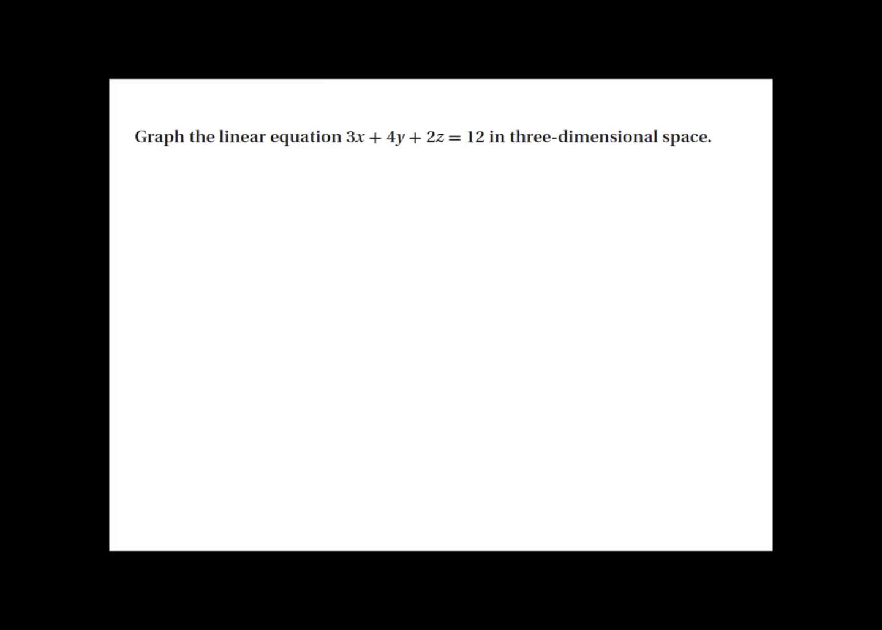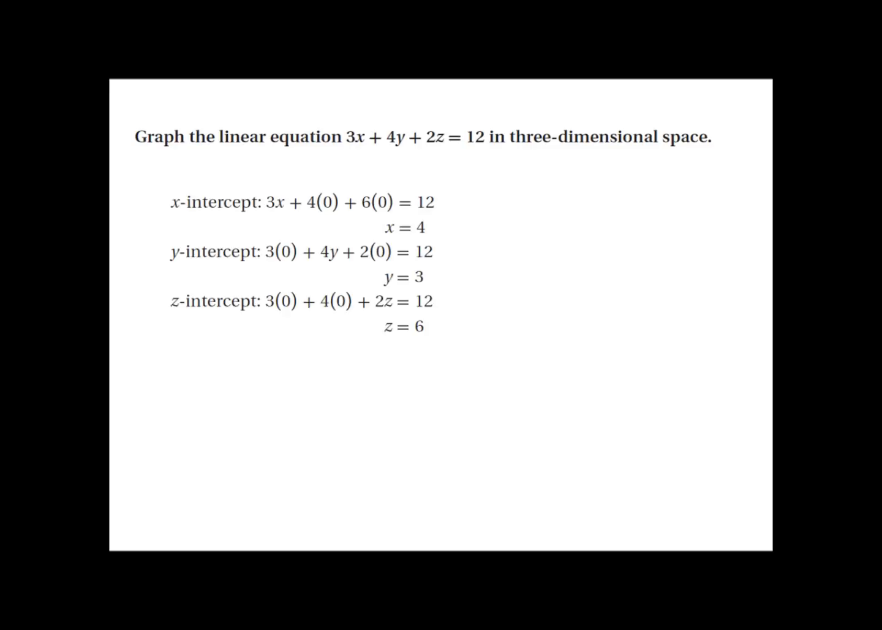Now, graphing a linear equation, 3x plus 4y plus 2z equals 12, in three-dimensional space is not that bad, because what we need to do is find each of the intercepts, the x-intercept, the y-intercept, and the z-intercept. Now, in order to find the x-intercept, we plug 0 in for y and z. We get x equals 4 in this case. To find the y-intercept, we plug 0 in for x and z. We get y equals 3. To find the z-intercept, we plug in 0 for x and y, and we get z equals 6.